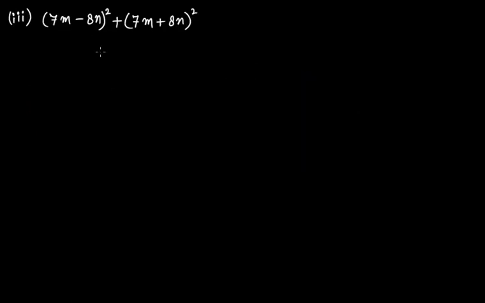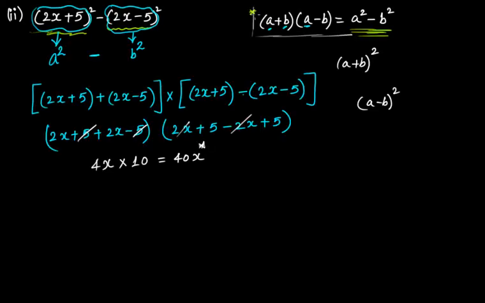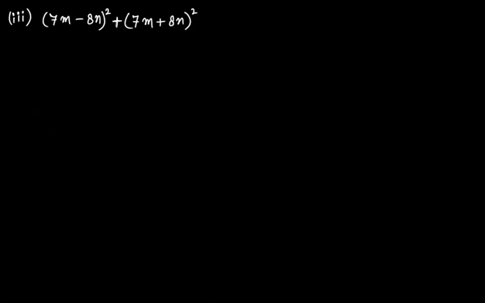This is (7m minus 8n) whole squared plus (7m plus 8n) whole squared. Now here, if you see, you have a plus sign. That's why you cannot use standard identity number 3. If it were a minus sign here, then we could apply a squared minus b squared, but here we cannot because this is plus. So what should we do in that case?